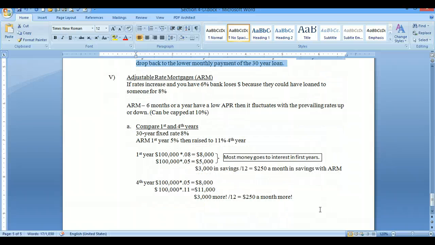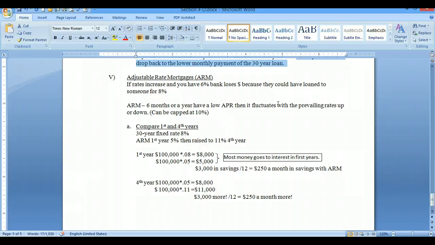Okay, Roman numeral 5, the adjustable rate mortgage, also known as an ARM. This means that your APR increases if the rates increase while you have your loan. If you have your loan at a 6% APR, the bank will end up losing money because they could have loaned that same money to somebody else at 8%. So if you have your 6%, what they've done is they said, we'll have an adjustable rate mortgage. So that means that the APR will fluctuate with the prevailing rates of the day.